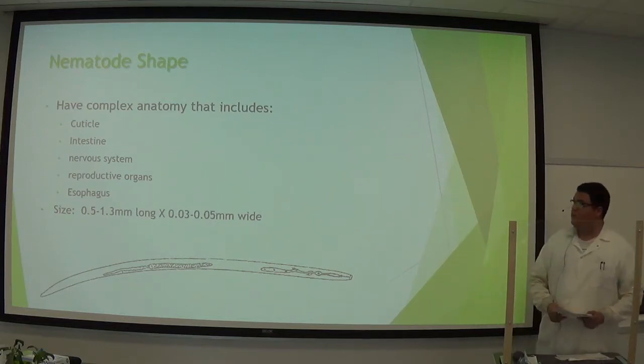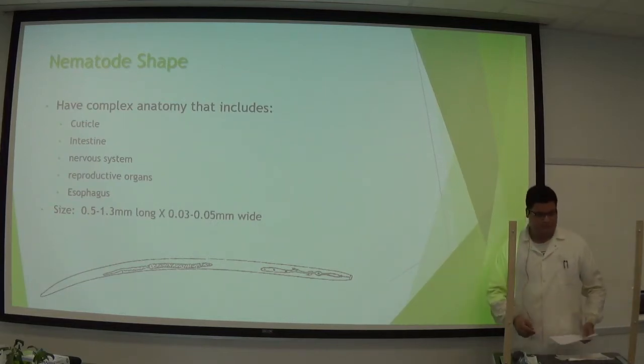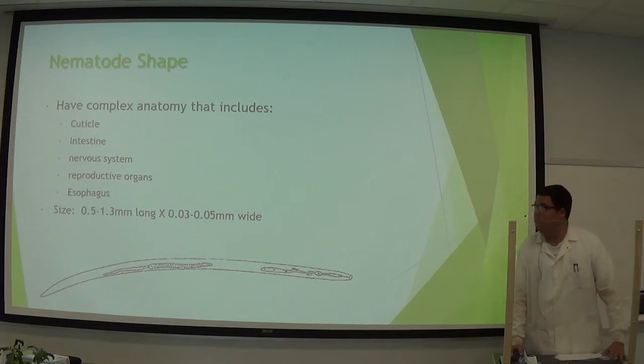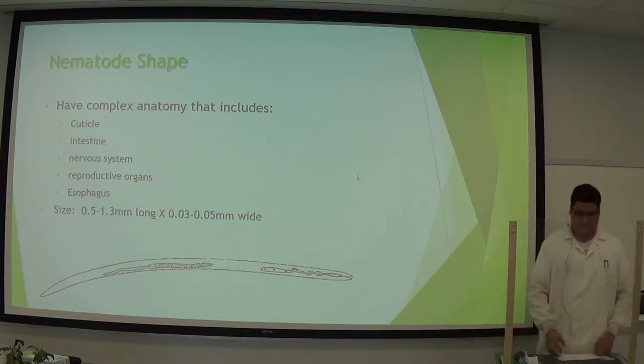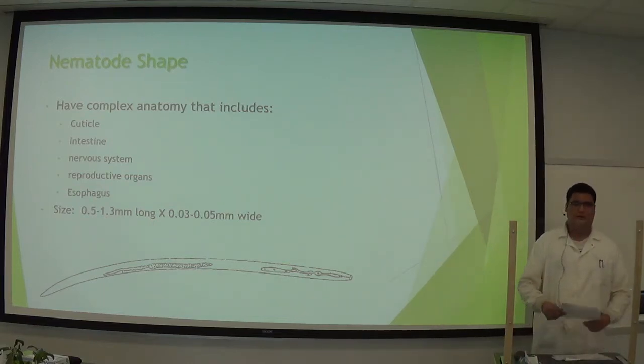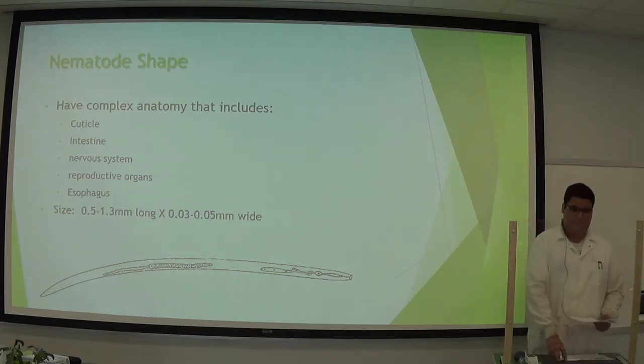So for the nematode itself, you guys have already seen nematodes in your plant pathology class, but just to quickly go over them, they have this cuticle, which is a flexible exoskeleton that protects them. They've got intestines, a nervous system, reproductive organs, as well as an esophagus. And they're very small, typically around 1 millimeter in length. The smallest objects that your eyes can resolve is about 0.2 millimeters. So you can see them with the naked eye, but just barely.